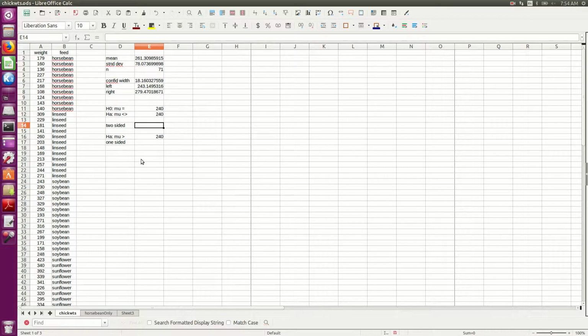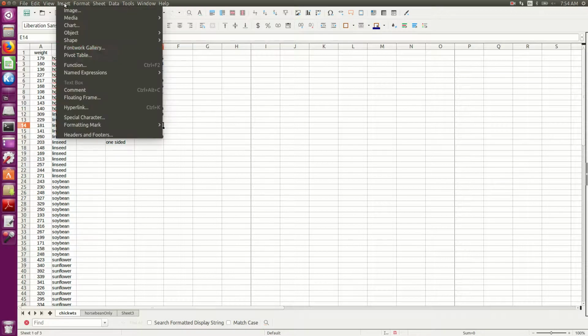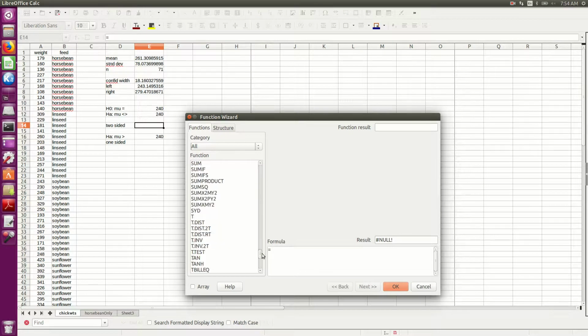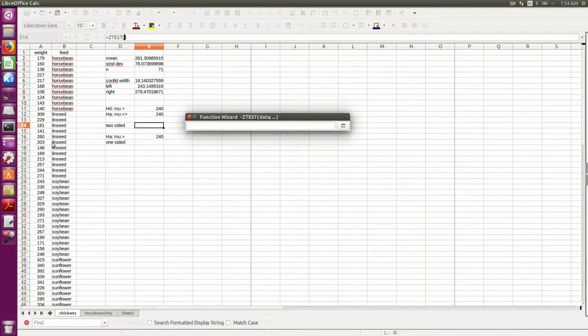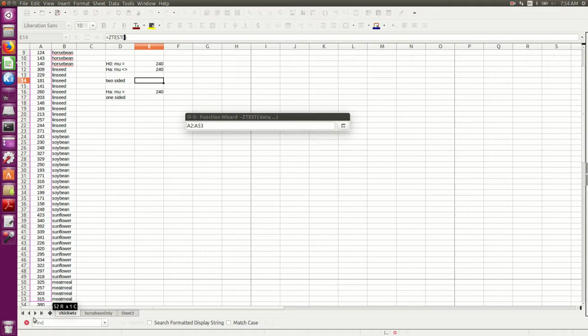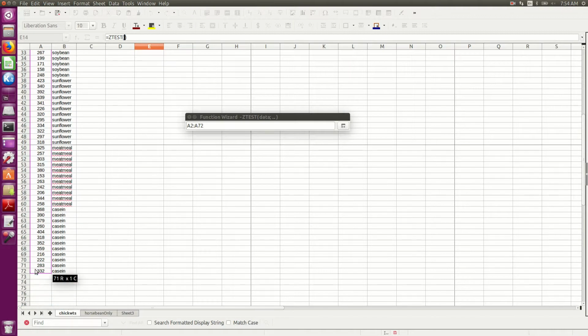Well, how about a z-test? So here, suppose we have this H0: mu equals 240, HA: mu is not equal to 240, so we have a two-sided test. Then we can actually just run a z-test, so insert function, and if I go all the way to the bottom, I get to a z-test, and we need our data, makes sense. So I highlight all those data.